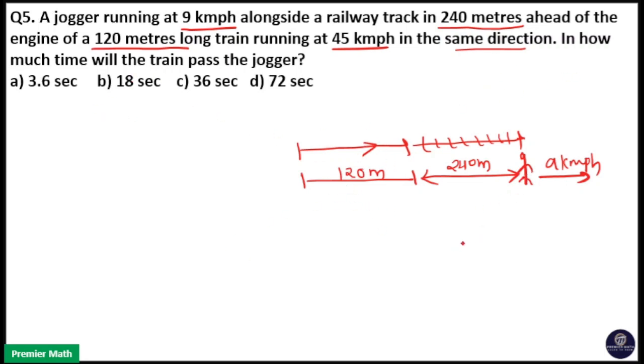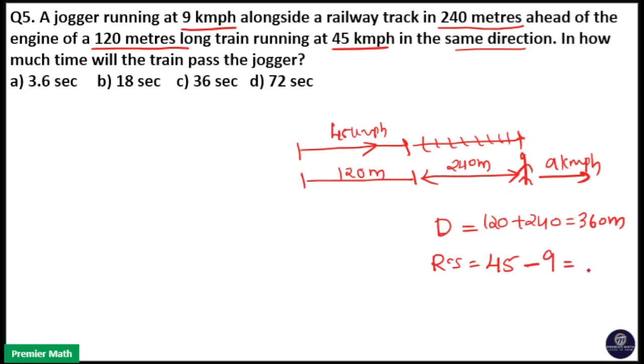That means the distance covered by the train should be 120 plus 240, that is 360 meters, and speed is equal to relative speed. When both bodies are moving in the same direction, the speed will be the subtraction of the two speeds. Here 45 km per hour is the train speed and 9 km per hour is the jogger speed. So that is 36 km per hour.